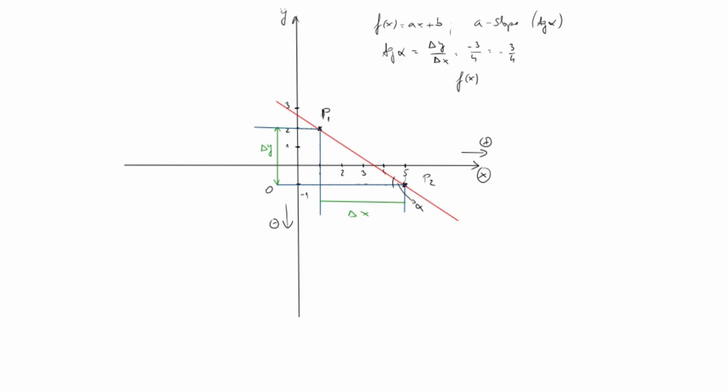So f of x now is equal to minus 3 over 4 times x plus b. Now the tricky part is to calculate b. This b is actually here, between 2 and 3, and b is the intersection of the graph of f and the y-axis. So we can also say that f of 0 equals b, but this will not help us much.